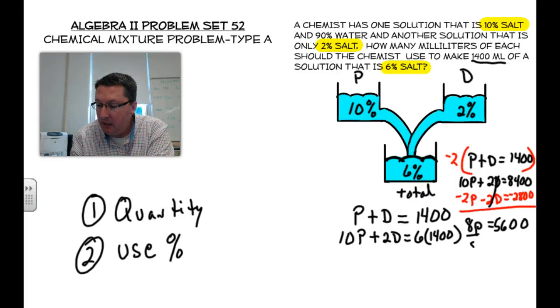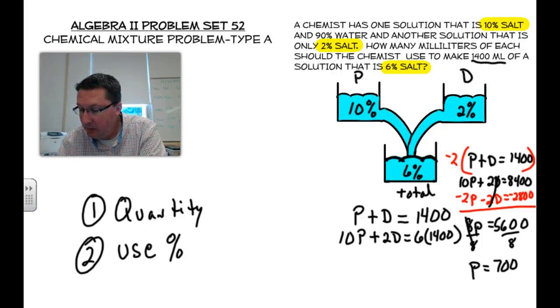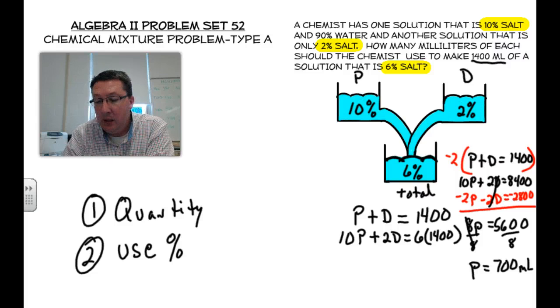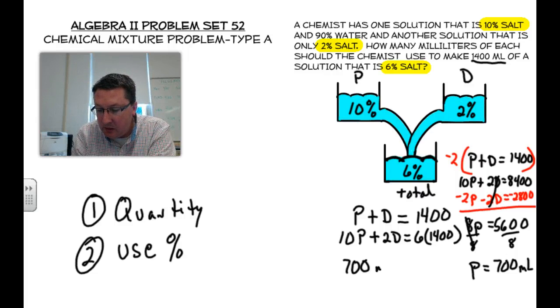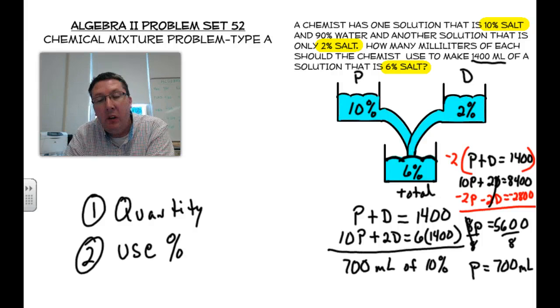We're going to finish by dividing by 8. So P equals 700. Now this is 700 milliliters. Okay? Now the problem asks how many milliliters of each solution. So the P is the 10% solution. So we have 700 milliliters of 10% solution. So that's part of our answer.